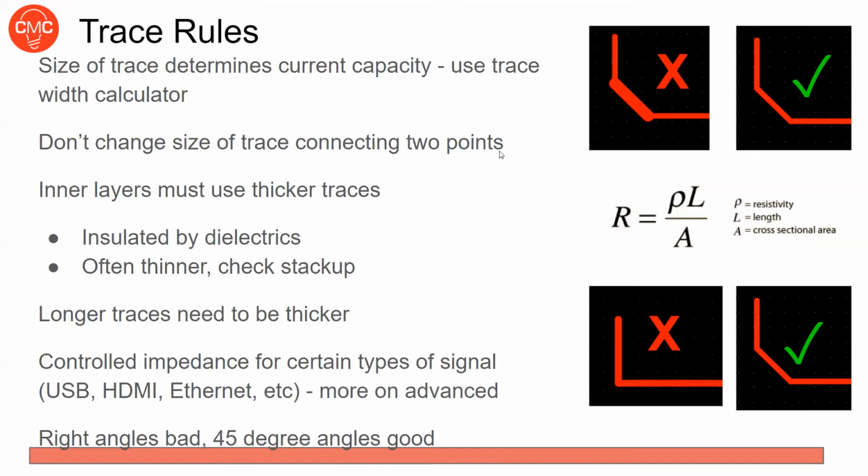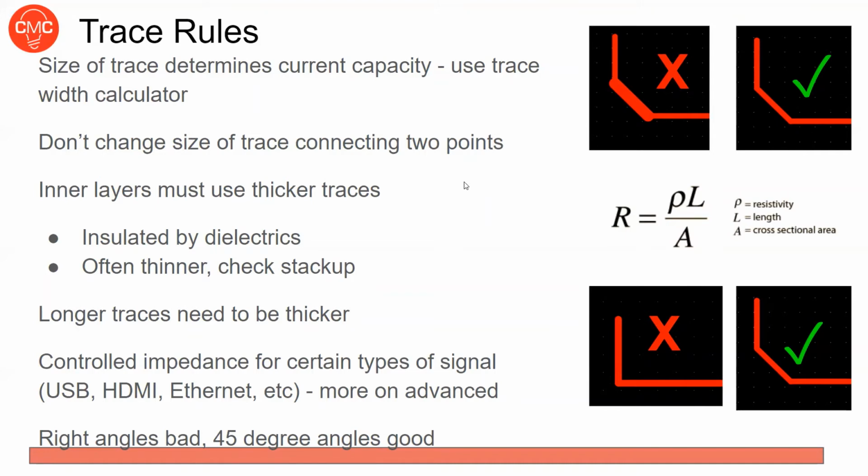So, things not to do. Oh, I actually wrote the equation here. I didn't even see that. One thing not to do is change the size of the trace connecting two points. Don't make it thicker in the middle. That's not actually useful. It just creates bottleneck points. Don't do that. Just keep it consistent along one trace.